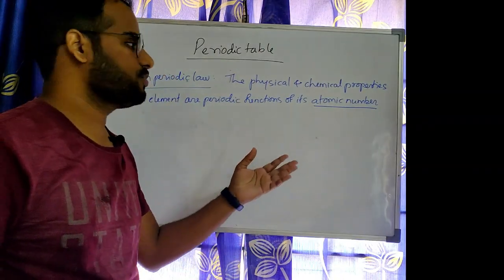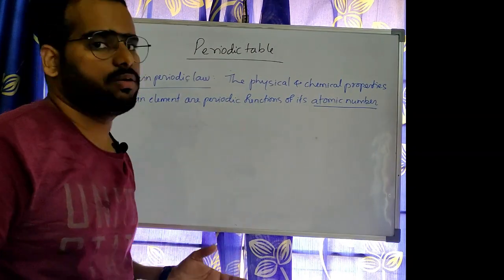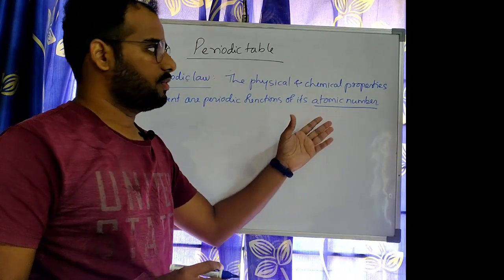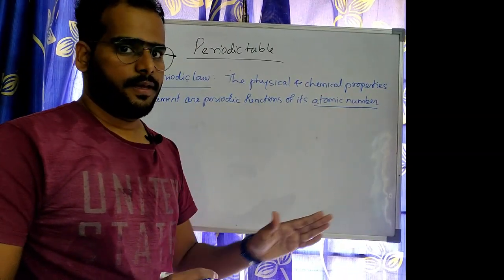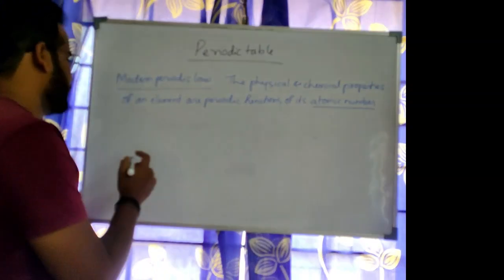Mendeleev used atomic weight as a tool. But Henry Moseley, who gave us the modern periodic table, discovered atomic number and used this as a tool, and it fits perfectly. All the elements are arranged in the increasing order of their atomic number.